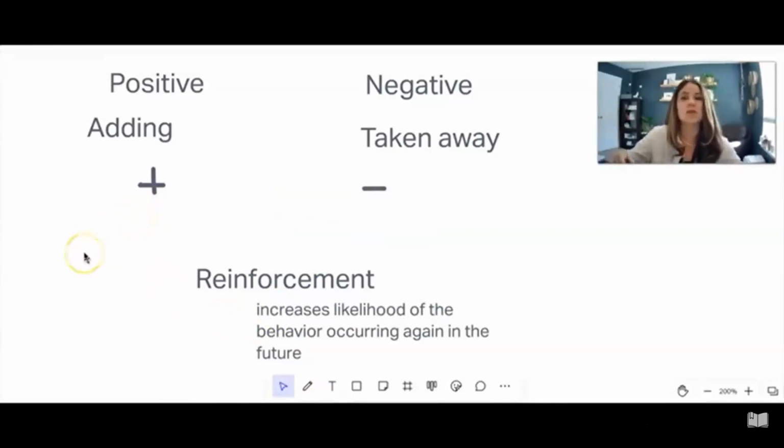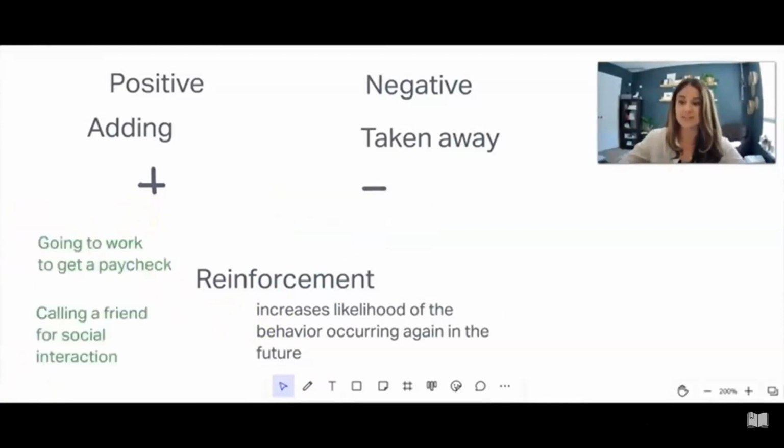So a simple example could be going to work and getting a paycheck. So we go to work because money is added. So we go to work, we get a paycheck, we continue to go to work. We also might have other reinforcements at work that are fulfilling to us if we like what we do, hopefully. Also, if you're seeking a social interaction, you might pick up the phone and call a friend. So in the future, you're going to continue to call that same friend that gives you that social interaction that you're looking for.